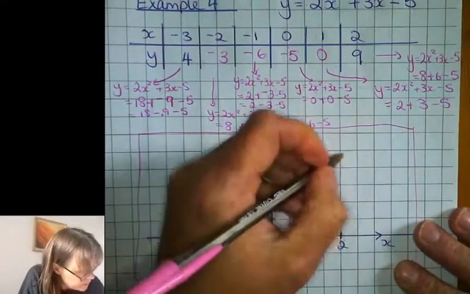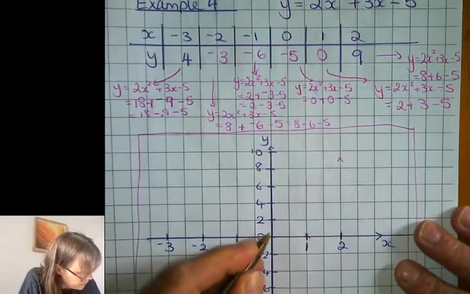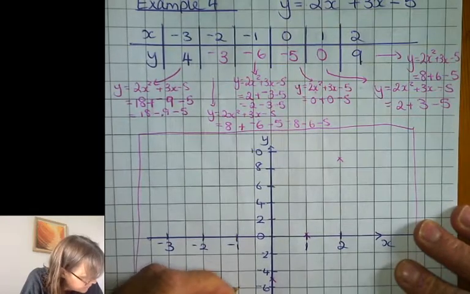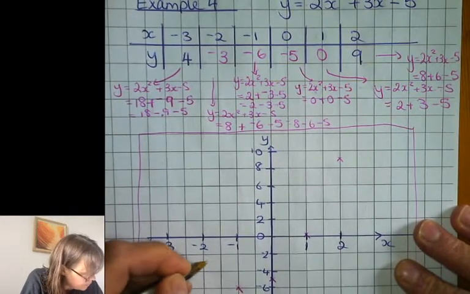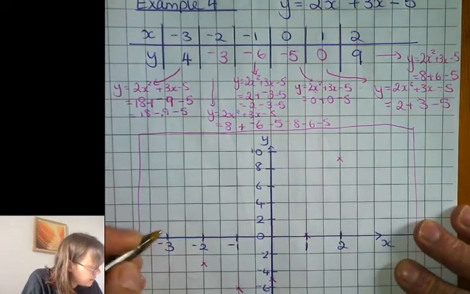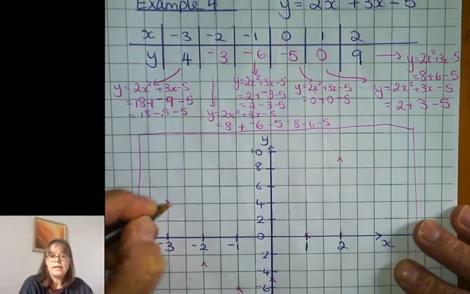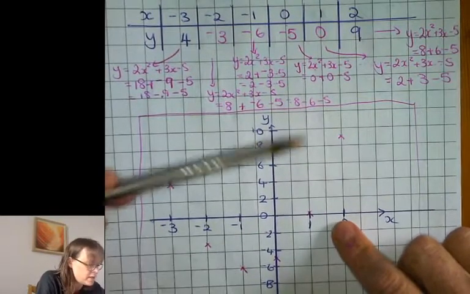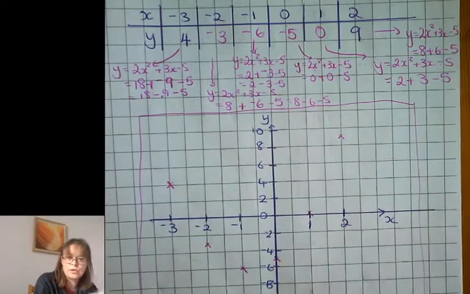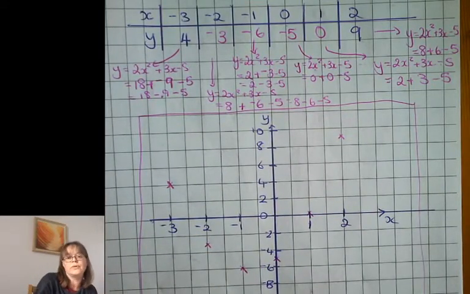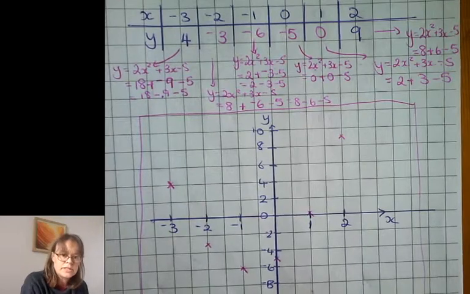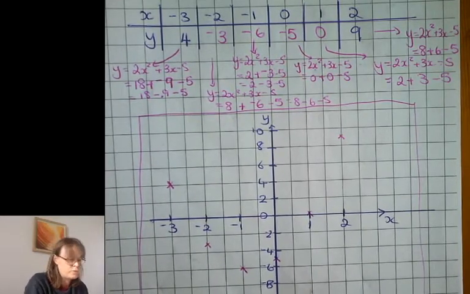So let's plot those. 2, 9, 1, 0, 0, minus 5, minus 1, minus 6, minus 2, minus 3, and minus 3, 4. Now, looking at this, I just need to be a little bit careful this time, because unlike some of the last times, these crosses don't quite look all nicely lined up. They're not quite symmetrical. And that's not because I've drawn it wrong. It's just because the line of symmetry is not nicely on the middle of a square like it was last time. So I just need to think a little bit about where's the bottom of the curve.